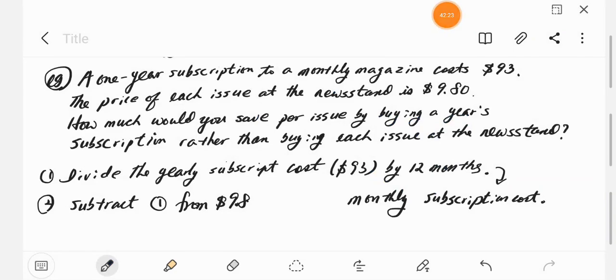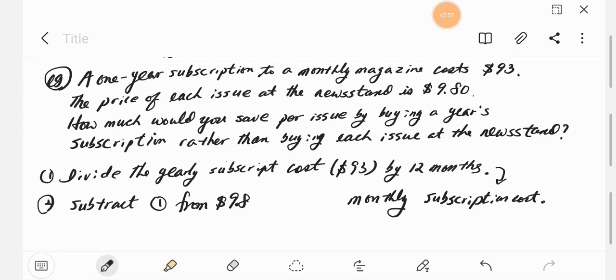Okay, now let's try an application example. A 1-year subscription to a monthly magazine costs $93. So there will be 12 issues for 1 year. And the price of each issue at the newsstand is $9.80. Then how much would you save per issue by buying a year subscription rather than buying each issue at the newsstand? Okay, can you see the question?